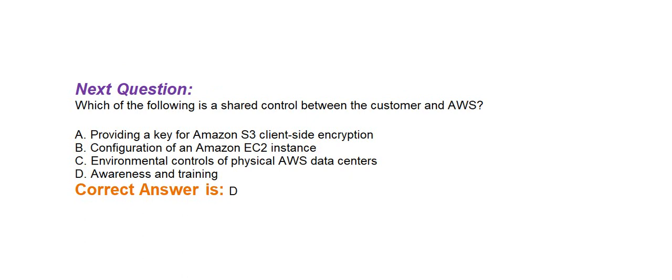Next question is, which of the following is shared control between the customer and AWS? Option A. Providing a key for Amazon S3 client-side encryption. Option B. Configuration of an Amazon EC2 instance. Option C. Environmental controls of physical AWS data centers. Option D. Awareness and training. Correct answer is option D. Awareness and training.